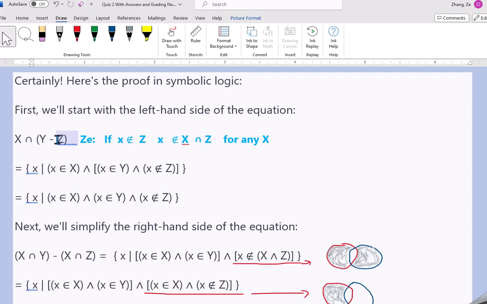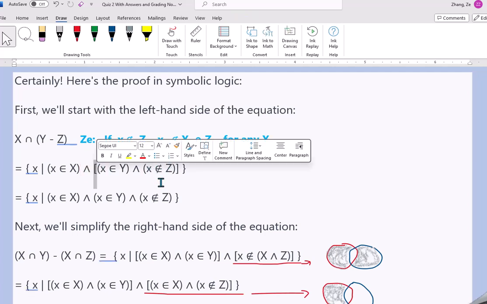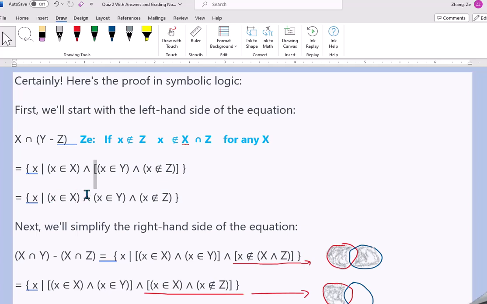So X intersection (Y minus Z), an element belongs to X and at the same time belongs to Y minus Z, so in parentheses, belongs to Y and not belong to Z. That's simply because of using the definition. And then we use logical rules, the exchange rule. Actually, we can remove these parentheses, and then the left hand side simply equals: x belongs to X, x belongs to Y, and x does not belong to Z. So that's the left hand side.